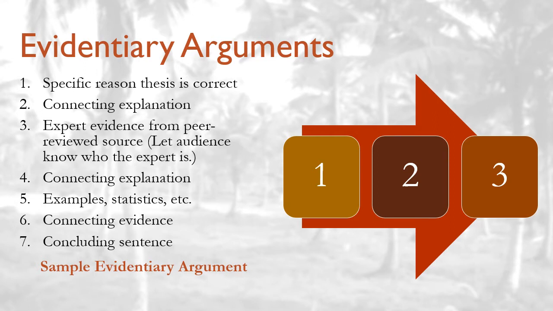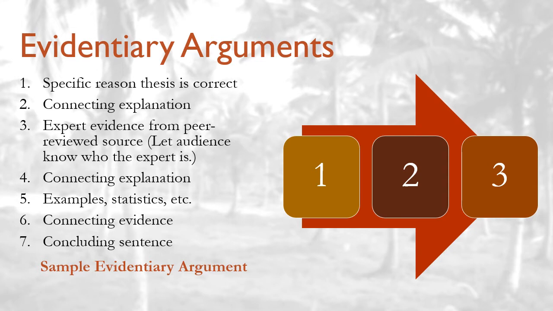In order to prove your thesis, you're going to need to provide your audience with convincing, well-structured arguments. It's best if you can come up with 3 reasons why your thesis is true, 3 arguments. To make your argument convincing, you need to use credible expert evidence from peer-reviewed journal articles. Here is the structure that you're going to use.